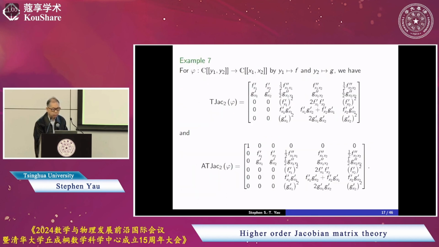So for example, you have a mapping like this. You send y1 to f and y2 to g. Then the transformation Jacobian of phi is given by this matrix, a 5 by 5 matrix. And the associated one just gets one more, a square matrix.